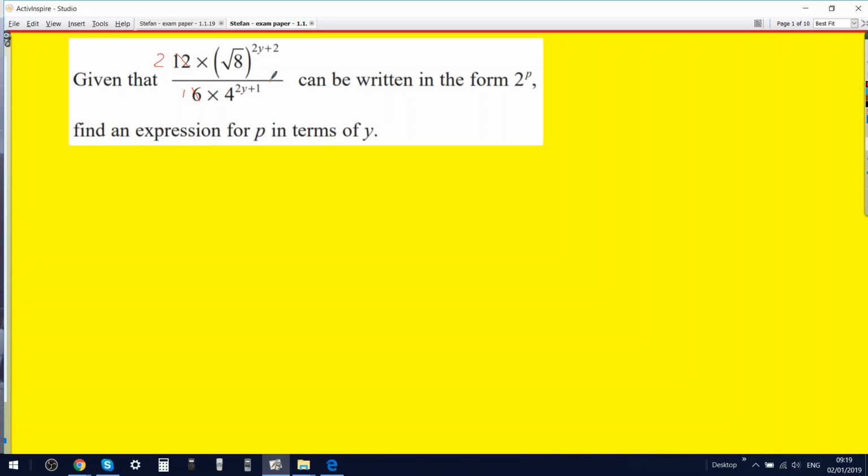Do I need to find something in common with 2y plus 1 and 2y plus 2? No. So the big picture is, like I said, show that it can be written in the form 2 to the power of p. So the big idea is you write everything as 2 to the power of something. Okay.